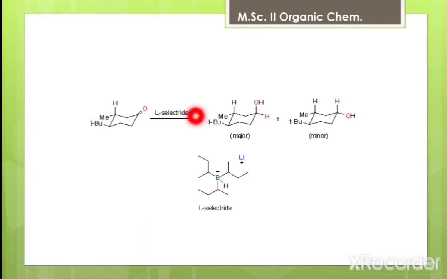And here L-Selectride is a large, bulky group, therefore it attacks from the equatorial direction and puts the hydroxyl group at the axial position. That means here this is major and this is minor.